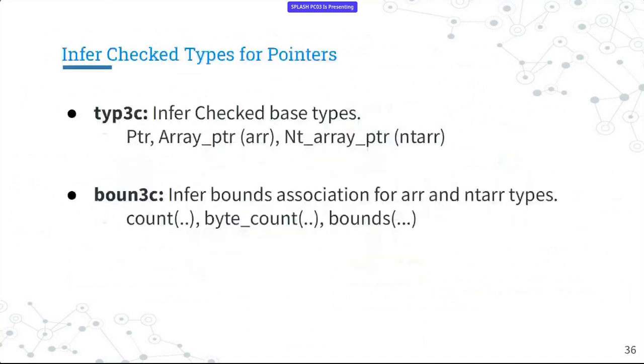Okay. How do we do that? The automated part has two components. One is types, where our goal is to infer Checked C types for pointers. The other component is bounds, which is to infer bounds annotations for array and NT-array pointers.